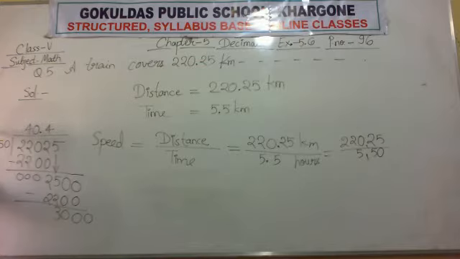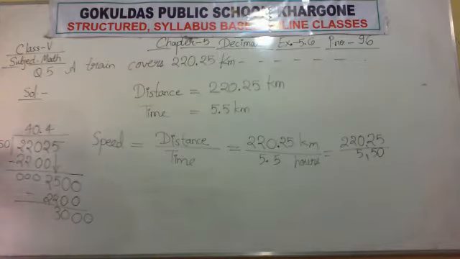550 into 6. 6 into 0 is 0. 6 into 5 is 30. So 0 and 3 carry forward. 6 5s are 30. 30 plus 3 is 33. It is a greater number. So let us take 5 times.